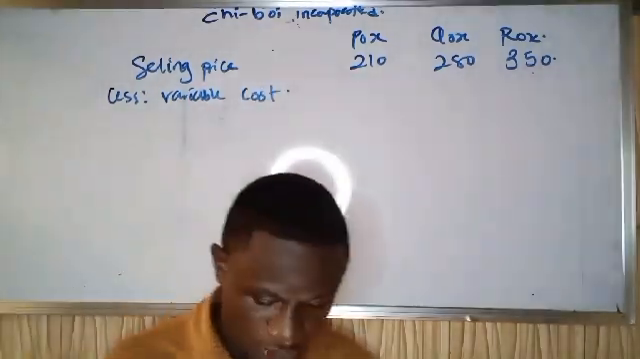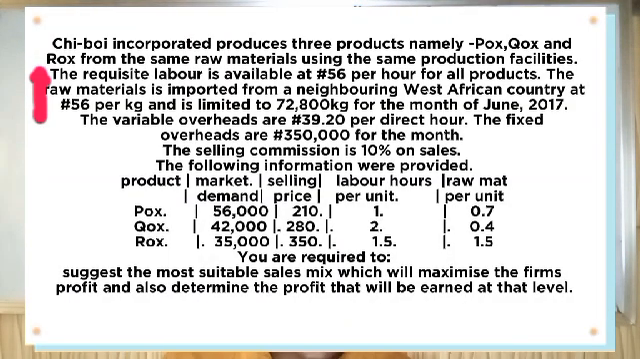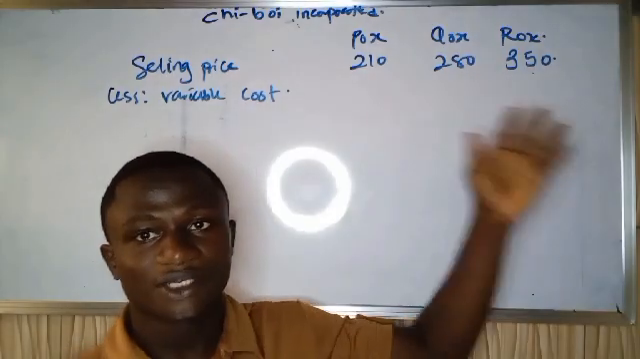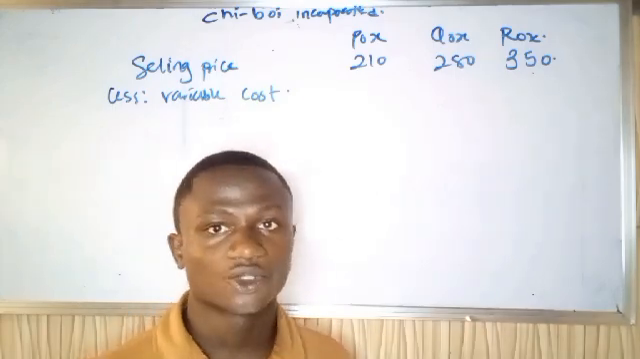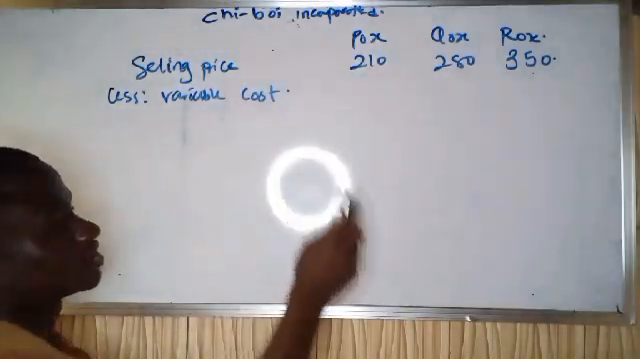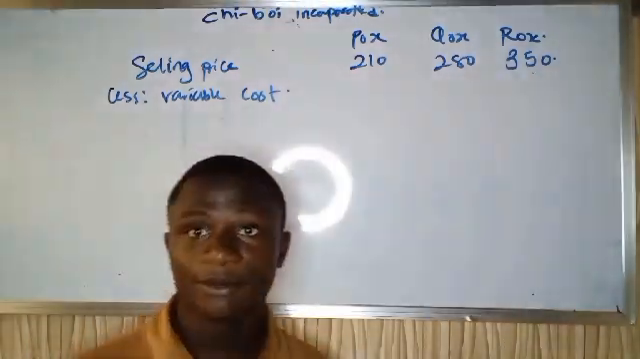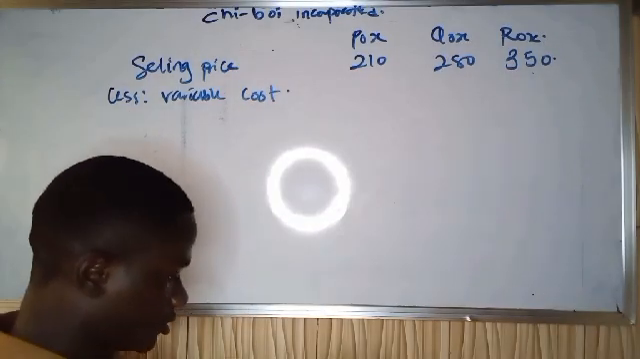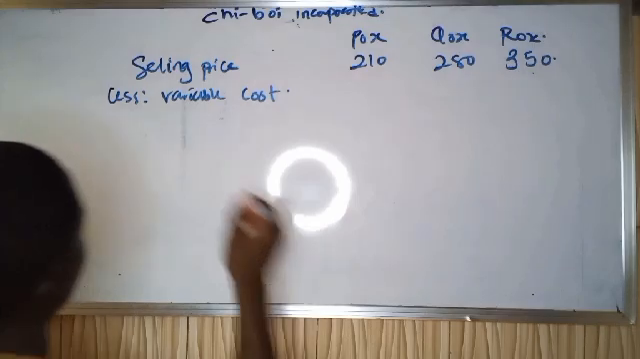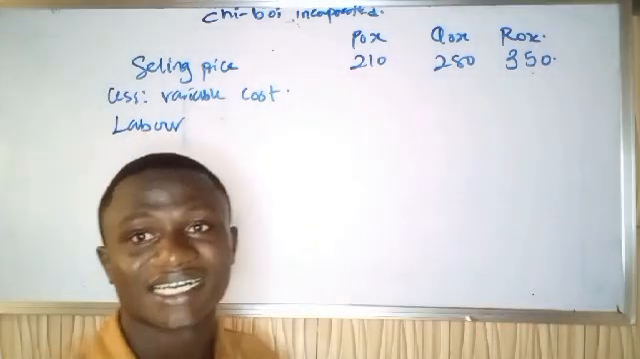Reading from the question, the requisite labor is available at 56 naira per hour. That means the labor that is going to engage in production, we are paying them 56 naira per 1 hour. How many hours are required to produce POX, Quarks and Rocks is what we are going to multiply by the amount they are paying labor per hour. So our labor is available at 56 naira per hour.